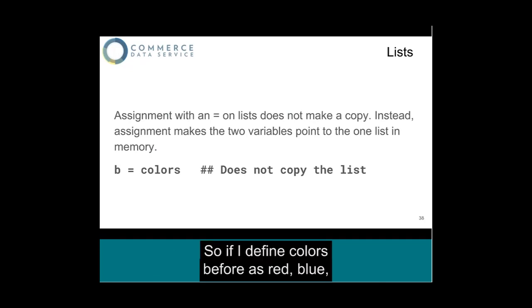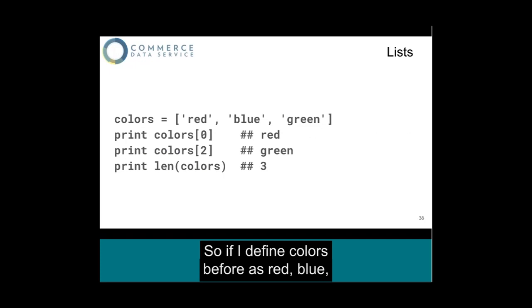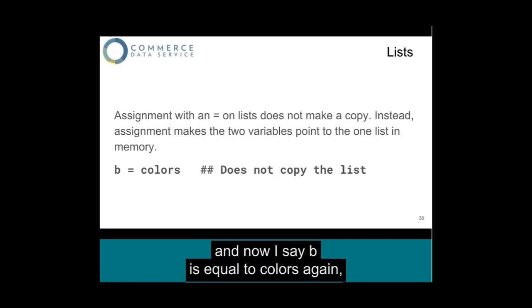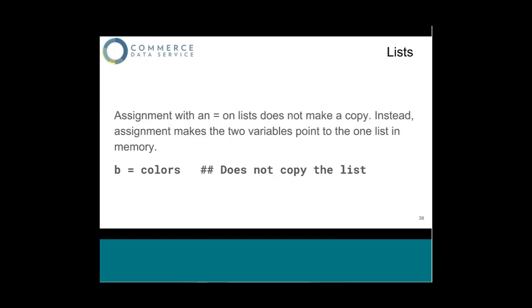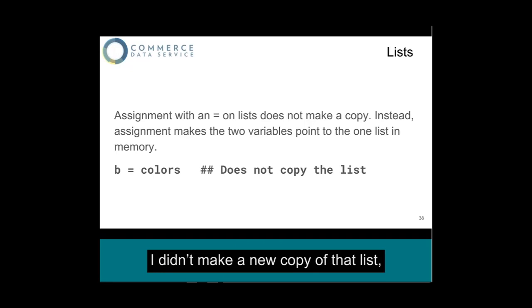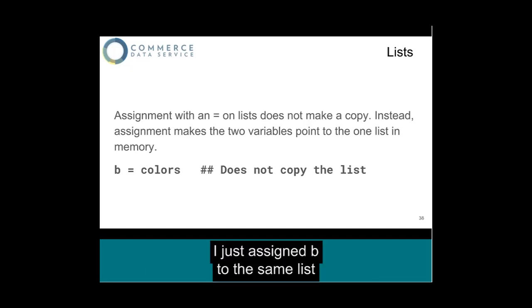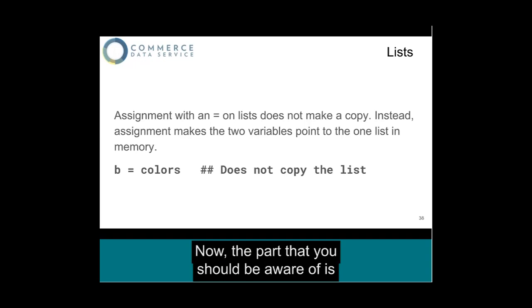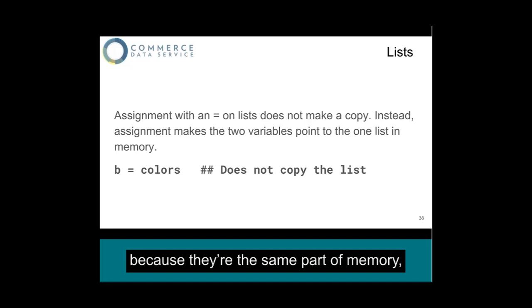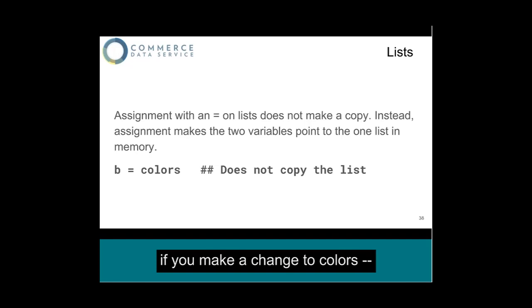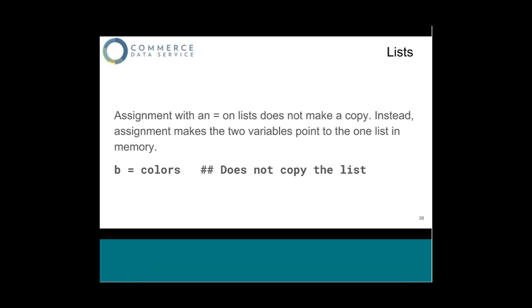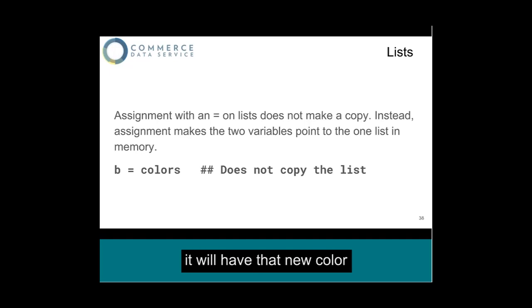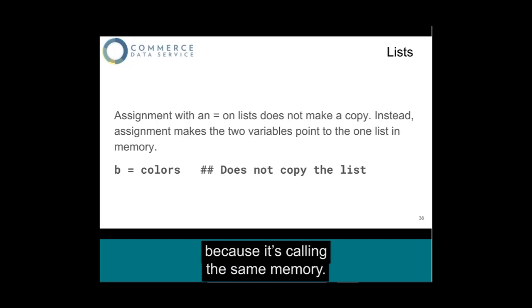So if I had defined colors before as red, blue, and green, and now I say B is equal to colors, I didn't make a new copy of that list. I just assigned B to the same list that colors is assigned to. Now, the part that you should be aware of is that because they're pointing to the same part of memory, if you make a change to colors, say I added a new color, then if I call B, it will have that new color because it's calling the same place in the memory.